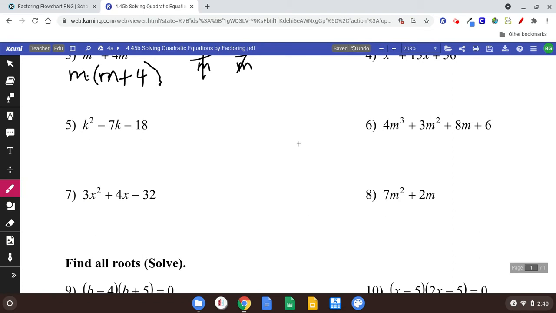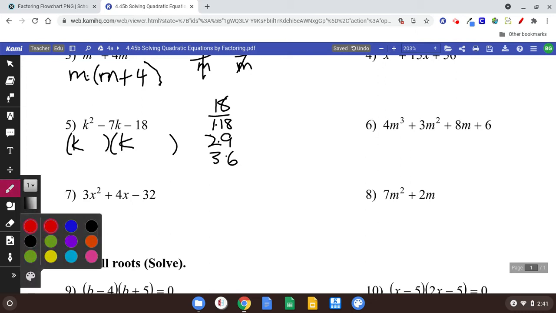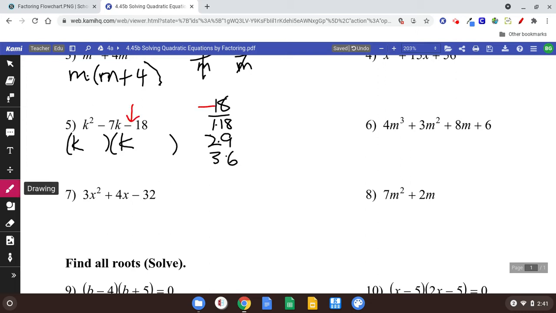So an easy trinomial, we look for k and k here. But we look at that number 18, and we try to find all the ways to multiply to 18. I always start at 1, then go to 2, then go to 3. I try to go in order so I don't miss any. And those are all of the ways that we can multiply and get 18. So what we need to do is think about how we can put a negative in there. There definitely has to be a negative. Multiply to get negative 18. But then they're going to add up to be negative 7.